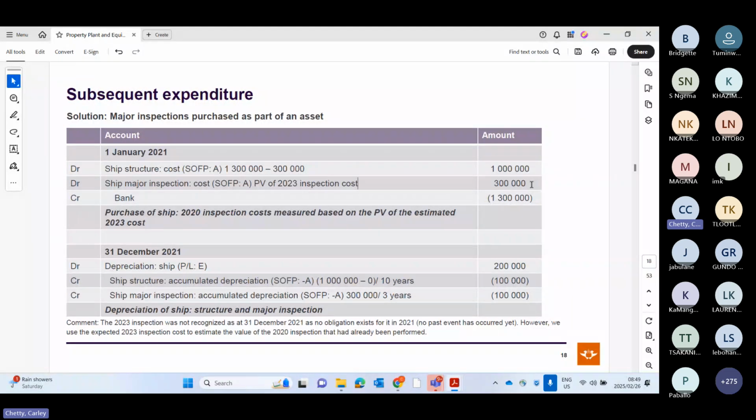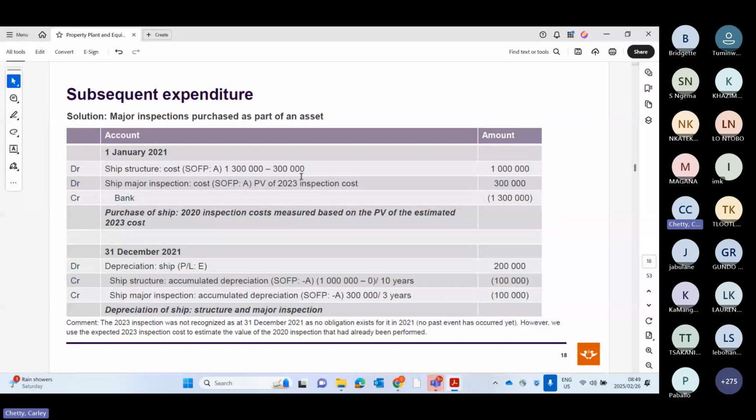So we have debit ship structure cost, which is 1 million. So we work that out by taking the 1.3 million, which is the purchase price that is paid for the ship, minus the 300,000, which we are saying is the inspection cost. So the ship structure is valued at a cost of 1 million. So we're debiting ship structure cost with 1 million.